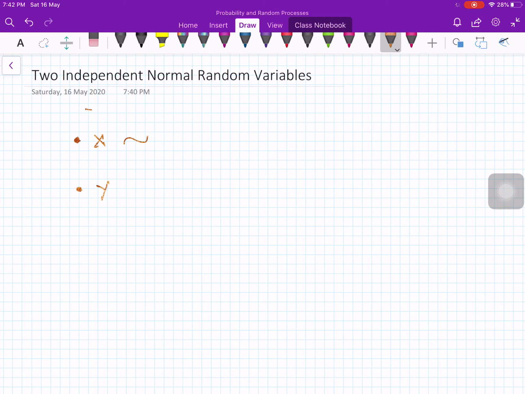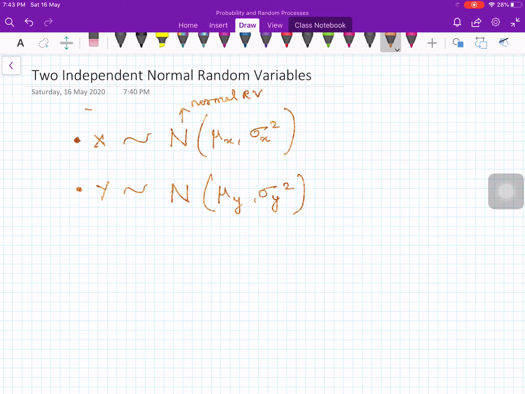Let's say I have two random variables x and y. The x is a normal random variable, denoted by capital N, where the mean is mu x and the variance is sigma x square, and this N indicates normal random variable. Similarly, y is also normally distributed with the mean mu y and the variance sigma y square. Now one can ask, if x and y are independent, then what does the joint PDF look like?